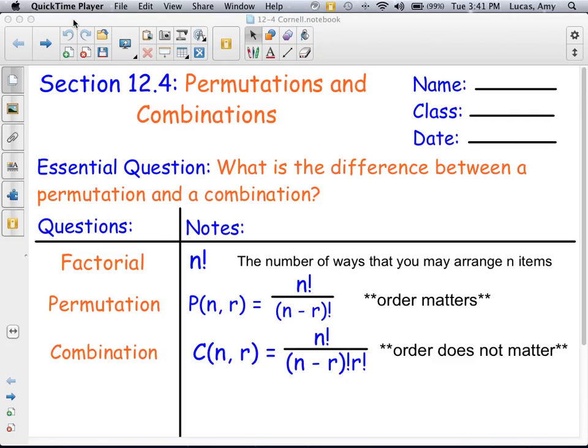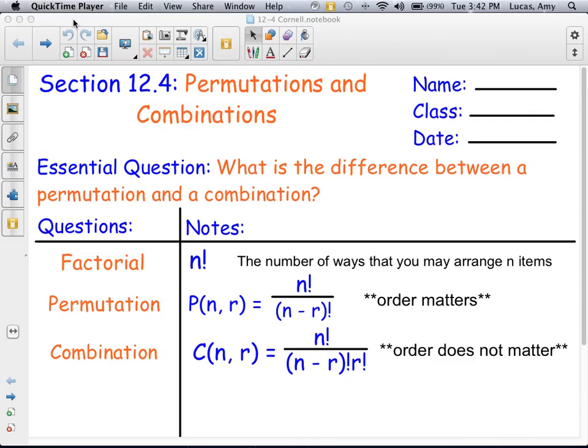A combination, the difference between the combination and the permutation is, in the combination the order does not matter. So you are selecting a group. So for example, the combination capital C and then n comma r for the notation. The n is also the total number of items.